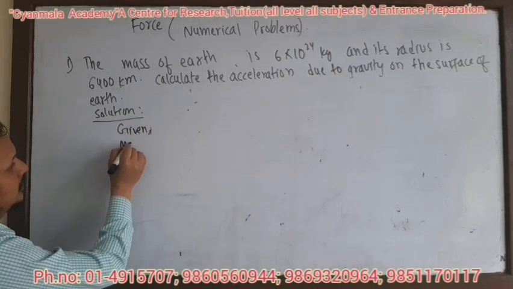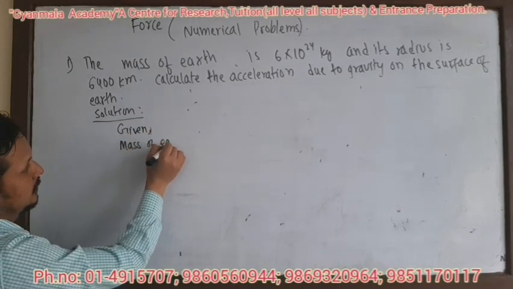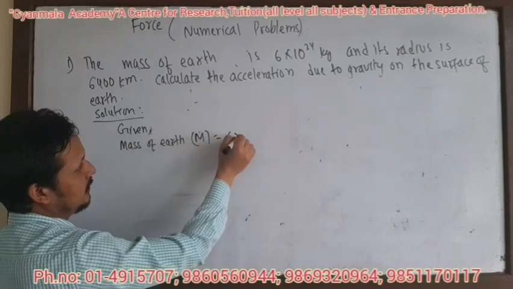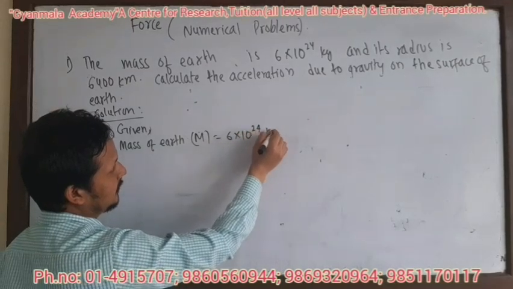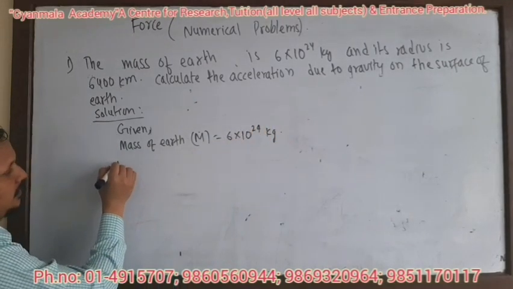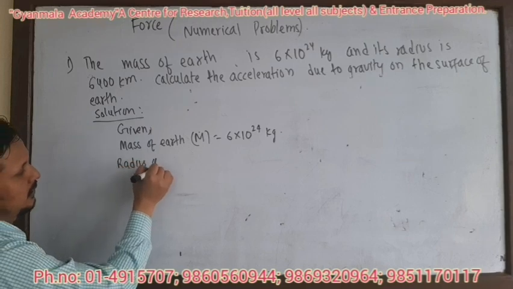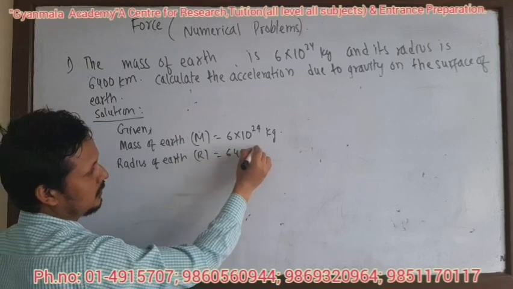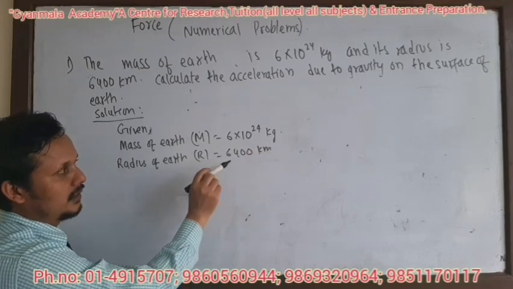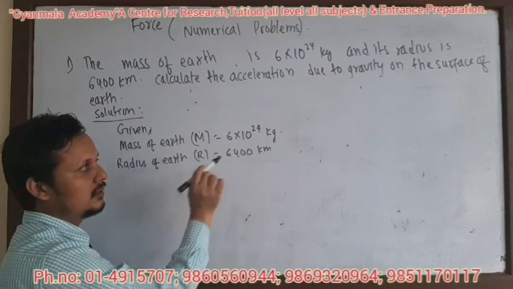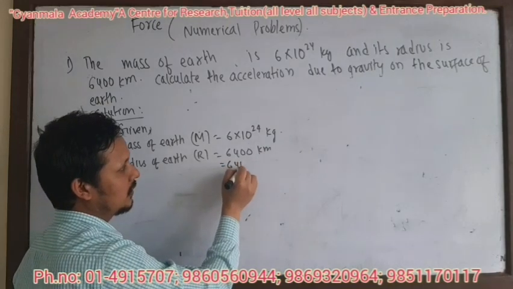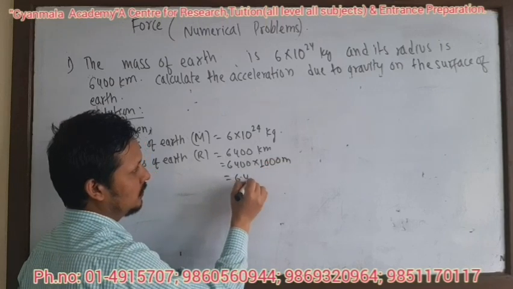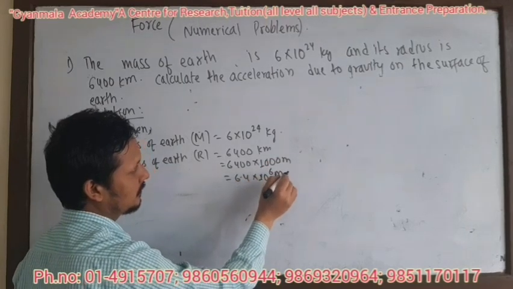Given mass of Earth, M equals to 6 into 10 to the power 24 kg. Radius of Earth, R equals to 6400 km. Be careful, here the radius is given in kilometer. You have to change the kilometer into meter. Equals to 6400 into 1000 meter equals to 6.4 into 10 to the power 6 meter.